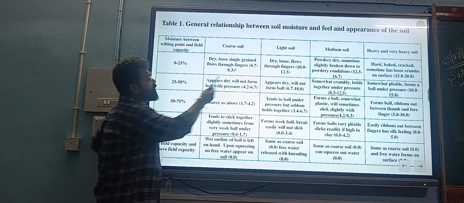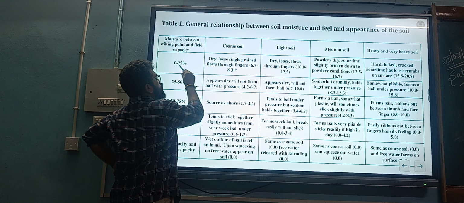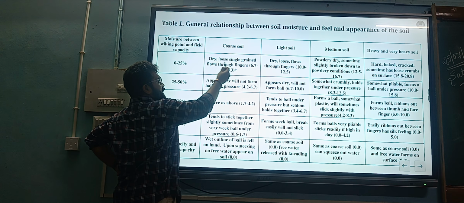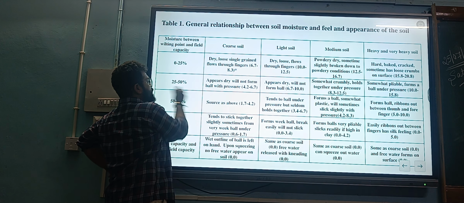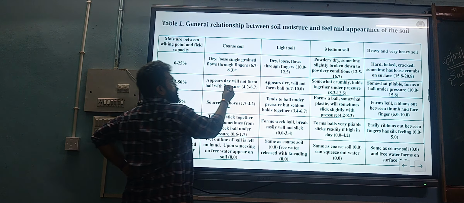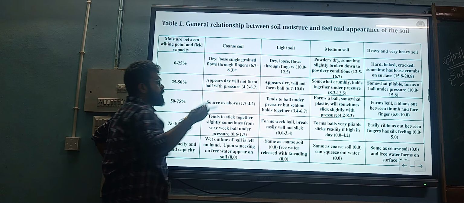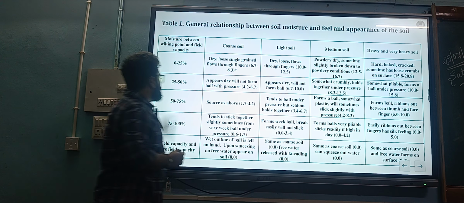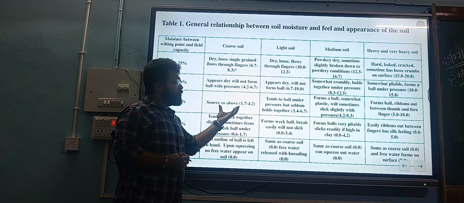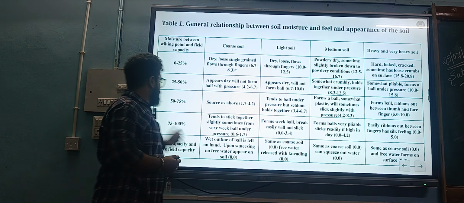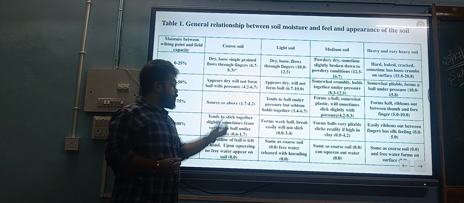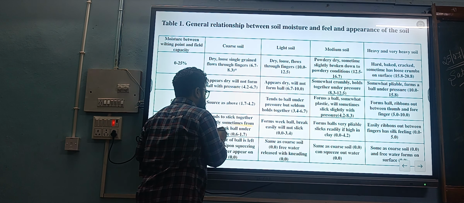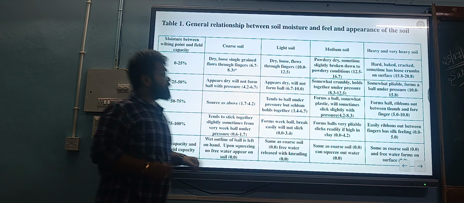If you see here, a good example of coarse texture soil. At 0 to 25% moisture, very dry, loose, single grain. Whereas at 25 to 50% moisture, it appears to be dry and will not form a ball with pressure. Then at 50 to 75%, you find a little ball formation, and at 75 to 100% it tends to stick together slightly, sometimes forming a very weak ball under pressure.